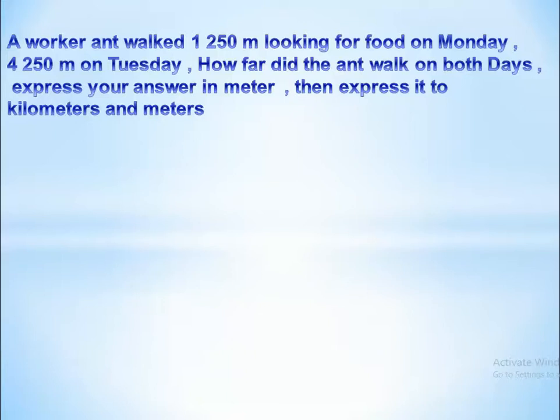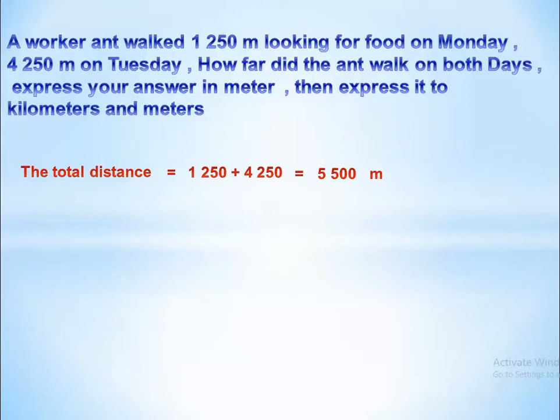So let's see first what is the distance. The total distance equal 1250 meter plus 4250 meter. Let's add: 0 plus 0 is 0, 5 plus 5 is 10, write 0 and carry 1. 1 plus 2 is 3, 3 plus 2 is 5, 4 plus 1 equal 5. So it will be 5500 meter.